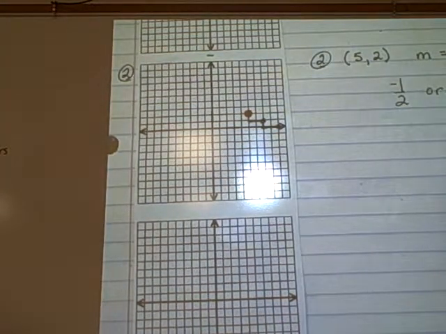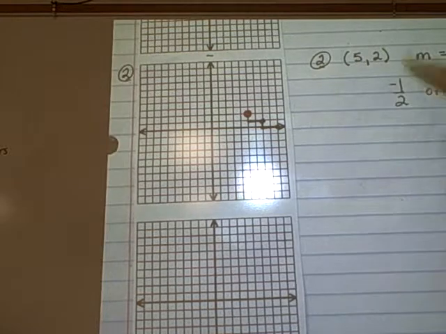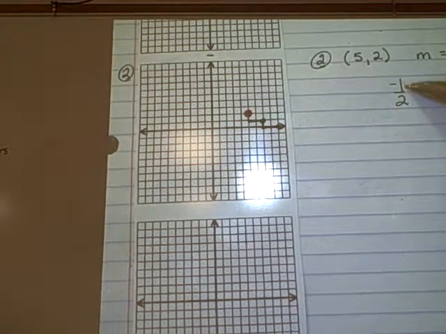Okay, so to the right is negative, right? To the right is positive. I'm doing this one. I went down negative, but I went positive 2. Right? Oh, okay, I get you.